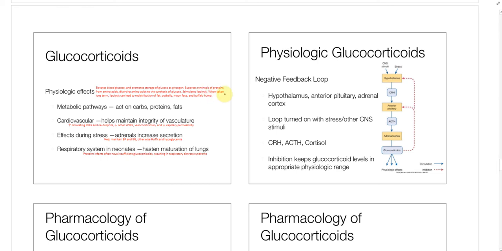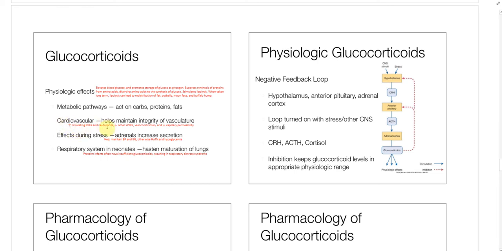Unfortunately, if you take it long term, then that lipolysis can actually lead to a redistribution of fat. And that's why certain people who have to take steroids for a really long time can develop, forgive the terms, these are the ones from the book, a pot belly, a moon face, and a buffalo hump on the back of their neck.